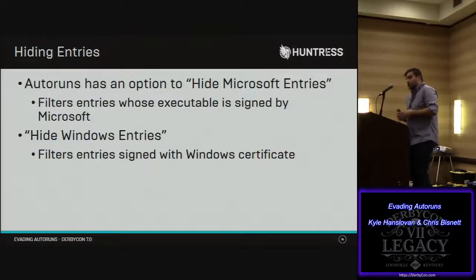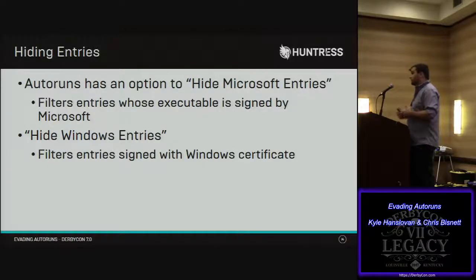So Mark added two features, one called Hide Microsoft Entries and one called Hide Windows Entries. And the point of these features is to help defenders narrow down all of the different things that are running so they can just look at what's nefarious, right? I don't want to view the things that are signed by Microsoft. I don't want to view the things that are part of the Windows operating system. I just want to see third-party stuff. I just want to see potentially malicious stuff. So how can I narrow that down?